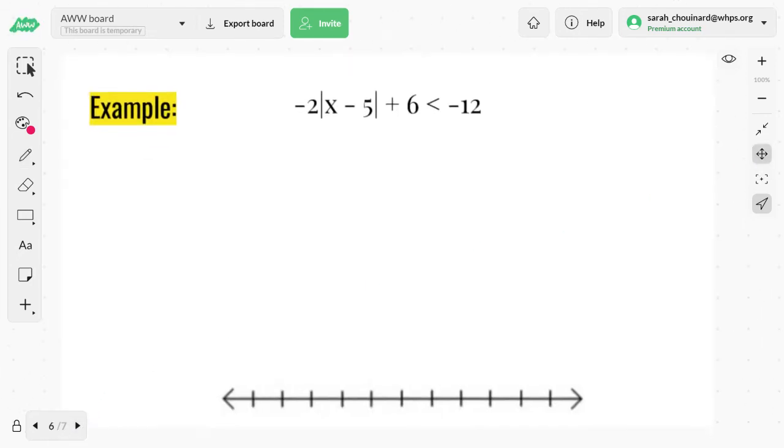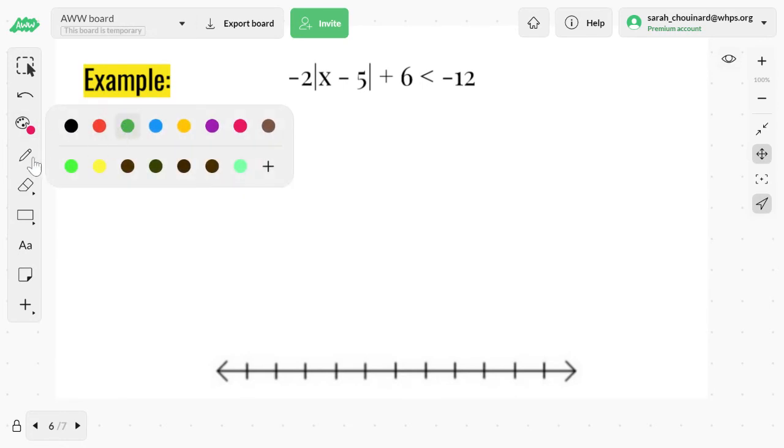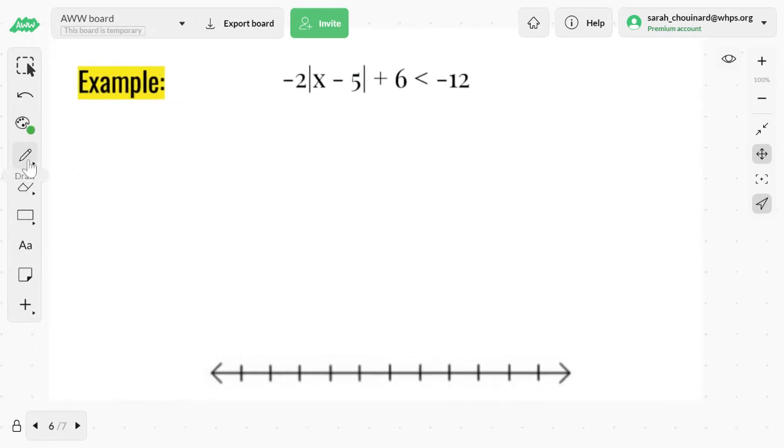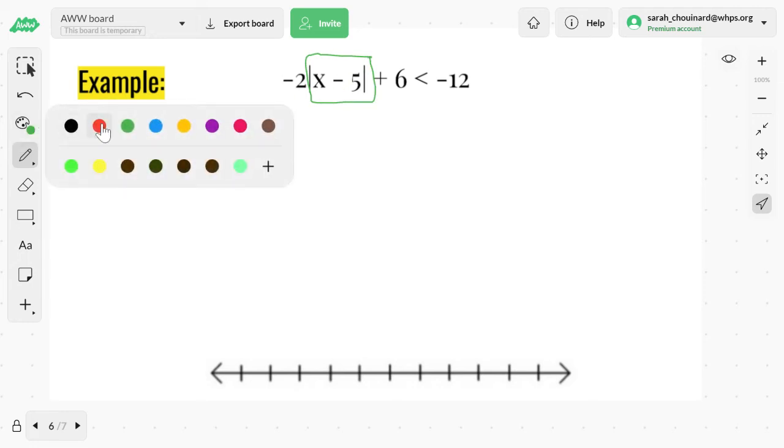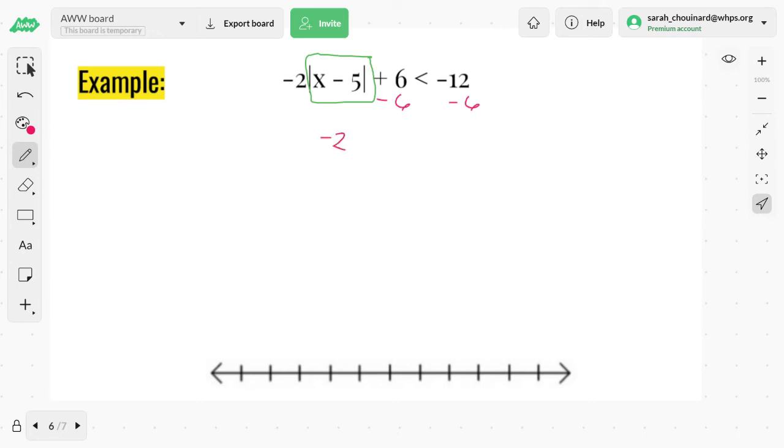All right, so for this one, the absolute value is not isolated. So I need to get the absolute value symbol on its own. So I'm trying to isolate this. So what I need to do first is get rid of the +6 by subtracting 6 from both sides. Then I'm going to have to divide both sides by -2. And what I cannot forget is the rule that says if you divide by a negative, you have to flip the inequality symbol. So this actually turns into greater than 9.